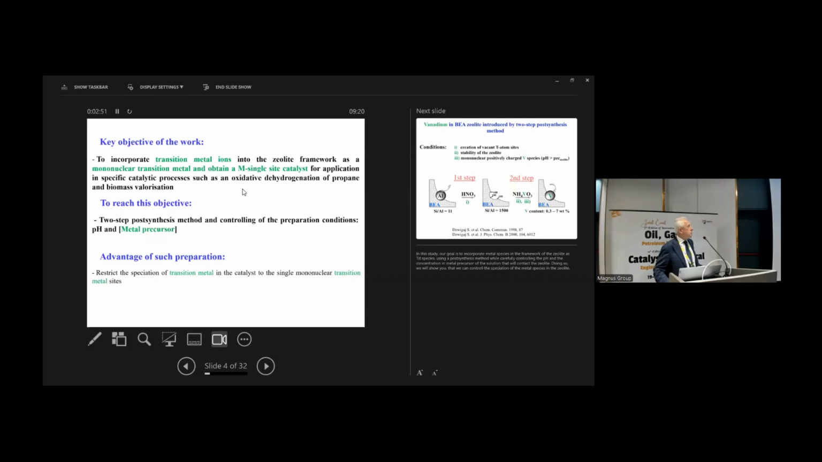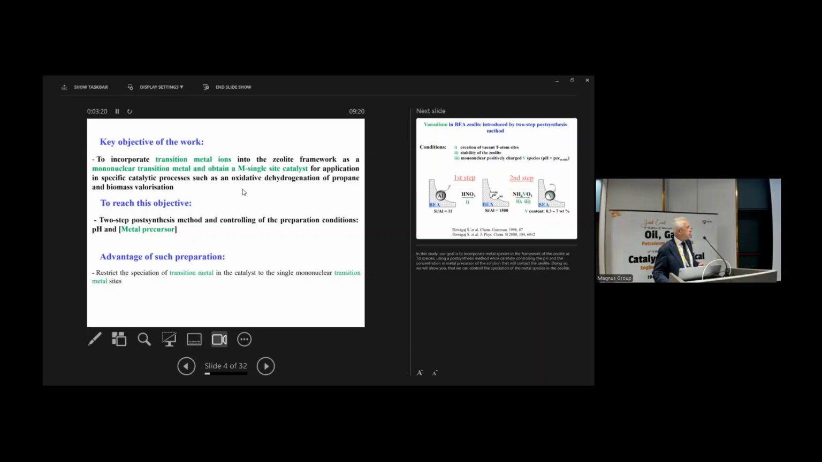The objective of this work is to incorporate transition metal in the framework of zeolite with formation of mononuclear transition metal and obtain metal single-site materials, with application for different reactions such as oxidative dehydrogenation of propane or biomass valorization.